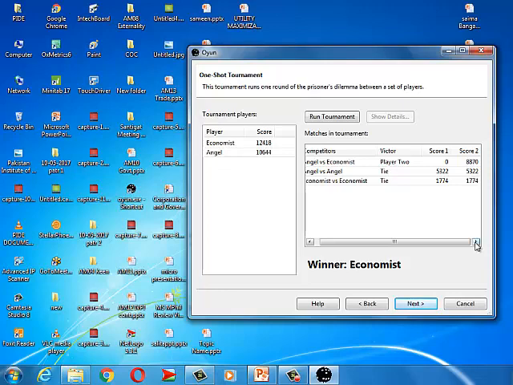Now what happens in evolutionary biology, and this is the key step, is that at this point we say, okay, now I'm going to put 12,418 economists into the population, and I'm going to put 10,644 angels into the population, because their score determines their fitness level, how many of them survive into the second round. And then we just keep repeating this.